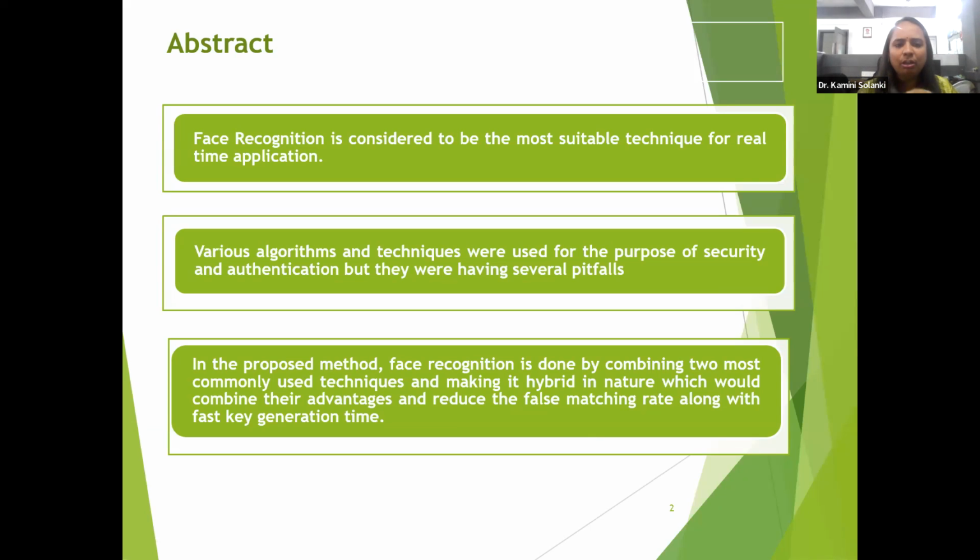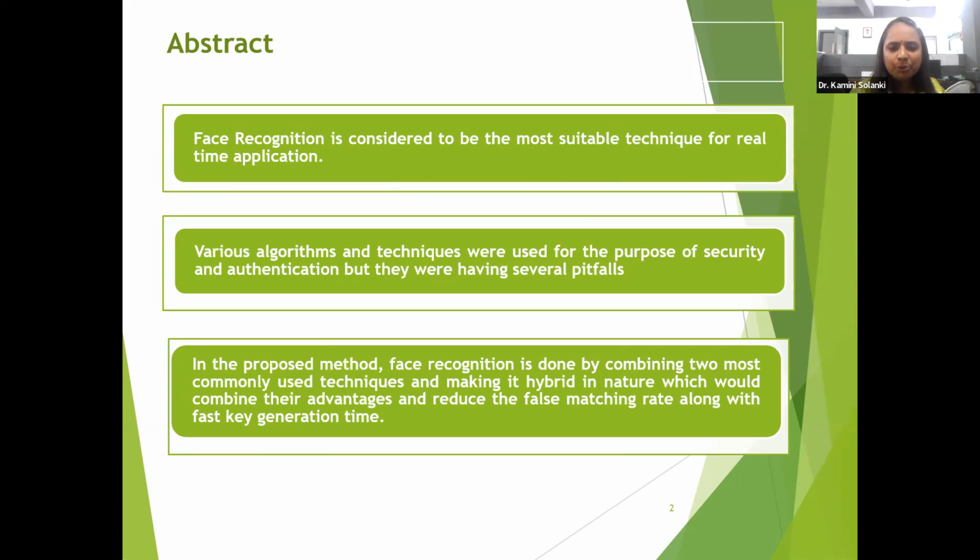Right. So face recognition is the most suitable technique for real-time applications. Whenever you want to use a real-time application, you can use face recognition. For that, various algorithms are there for security and authentication purposes, but they have many pitfalls and loopholes also. There are some drawbacks and some advantages of face recognition.